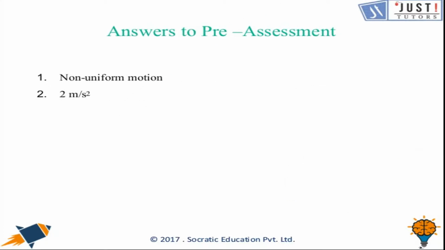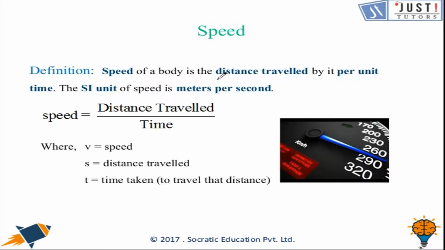Let's move ahead. Speed. So we can say the speed of a body gives us an idea of how slow or fast that body is moving. We can define it as: speed of a body is the distance traveled by it per unit time, and the SI unit of speed is meters per second. You might have seen this meters per second, or we also measure speed in kilometers per hour, which you might have seen in your motorbikes and cars.